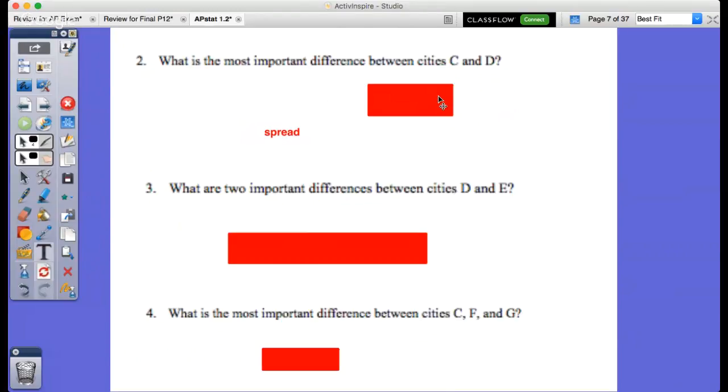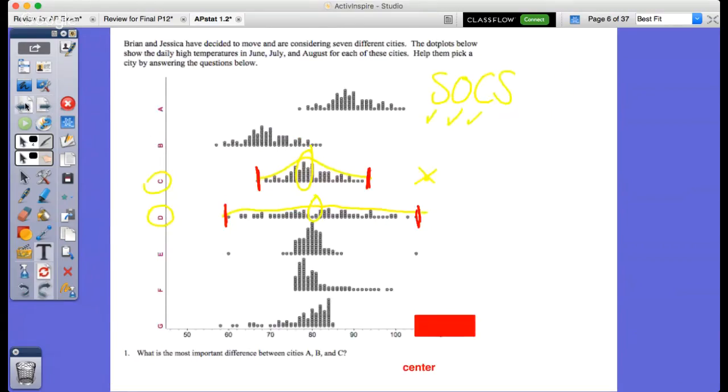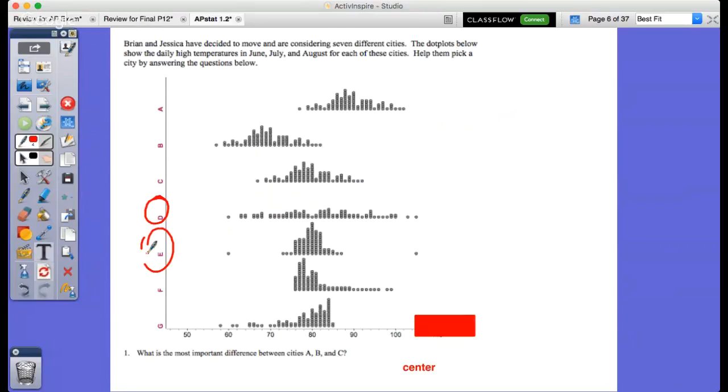So we'll hold off. And we're back. All right, so hopefully you paused it and you got it right. Let's look at 3. What are 2 important differences between D and E? Let's see here. What's the difference between D and E? I know you just hopped in here. All right, so let's look at it. D and E. So we have SOCS, right? You have shape, outlier, center, and spread.